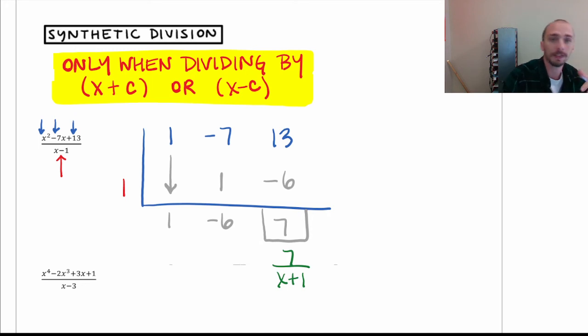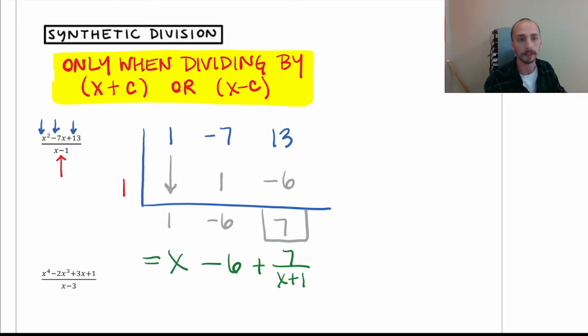Okay. Then the next thing after the remainder will be the constant term, then the first power of x, then the second power of x, and the third power of x, and so on, as I'm moving right to left. So I'm over here, negative 6 plus 7 over x plus 1, and then that'll be the number of x's. So this quotient will be equal to x minus 6 plus 7 over x plus 1. Let me do that again for you.